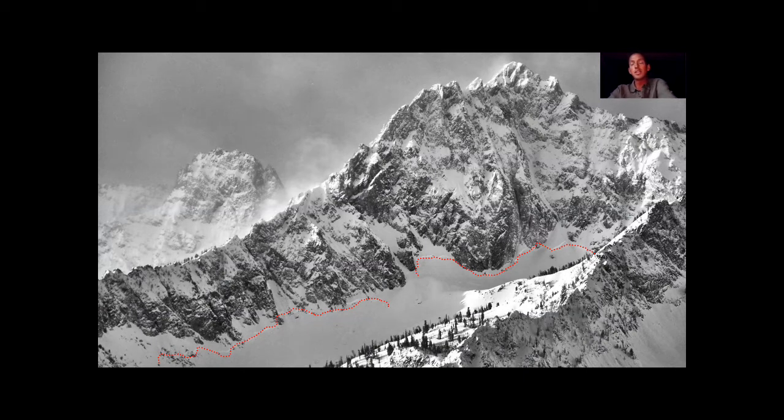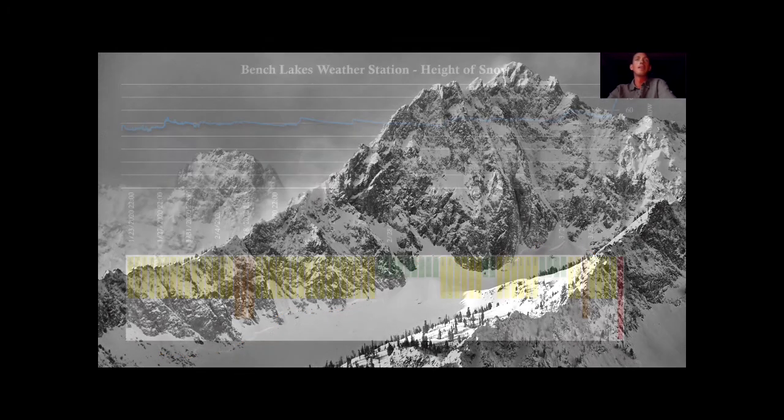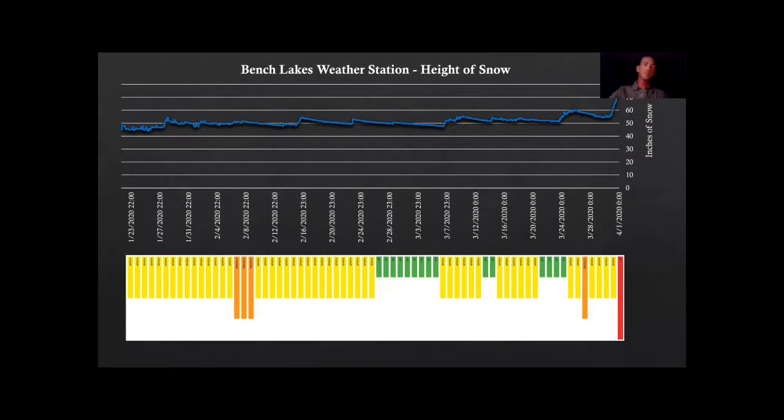So here we are, it's mid-January. We've seen a wild cycle on surface hoar, a wild cycle on deep depth hoar, and we're just getting into 2020, which has been a hell of a year, as I don't need to remind anybody.